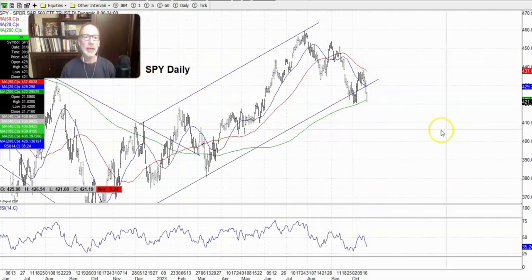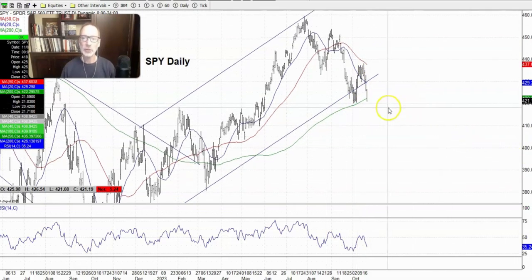So we're really on the last line of defense here, this 200-day moving average. For those bulls out there, we want to see a bounce here.